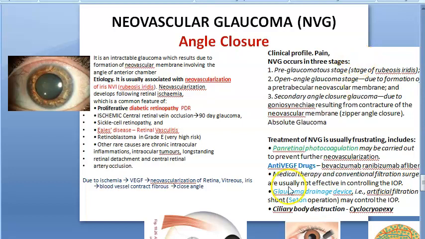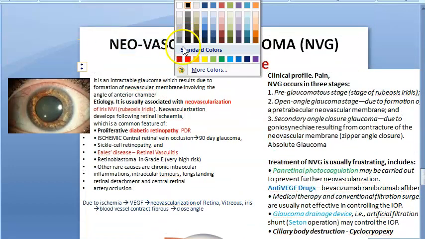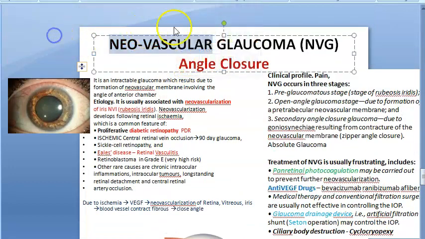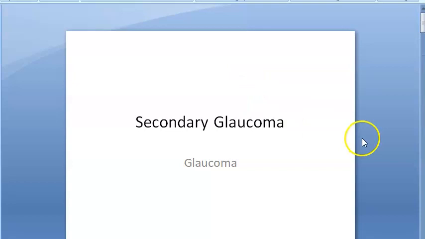Hello people, in this video we want to look at neovascular glaucoma. So what is neo? Neo means new vessel, so new blood vessels causing glaucoma, right? This is what neovascular glaucoma is. So where exactly are we? We are looking at secondary glaucomas.